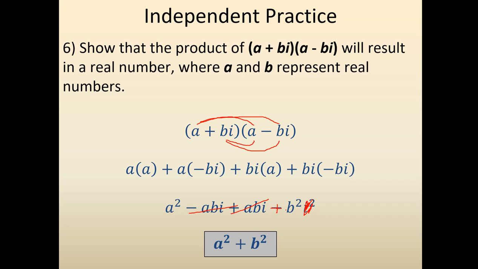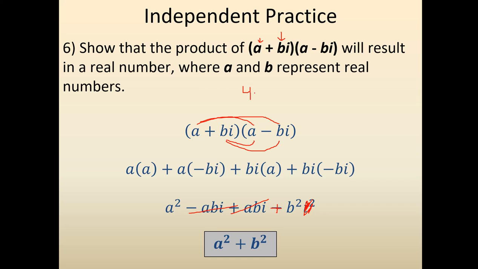So this shows that when you are multiplying a complex number by its conjugate, not only does the i term drop out, but basically you can simplify the answer so that you just square the first term and square the second term.